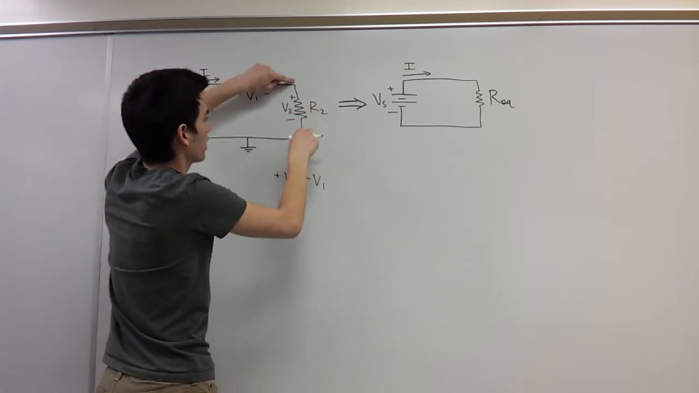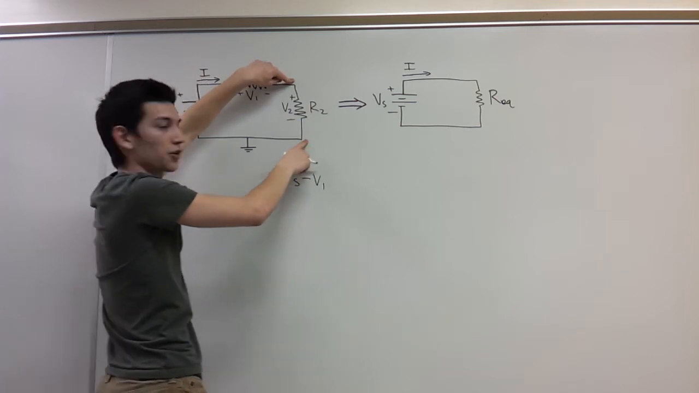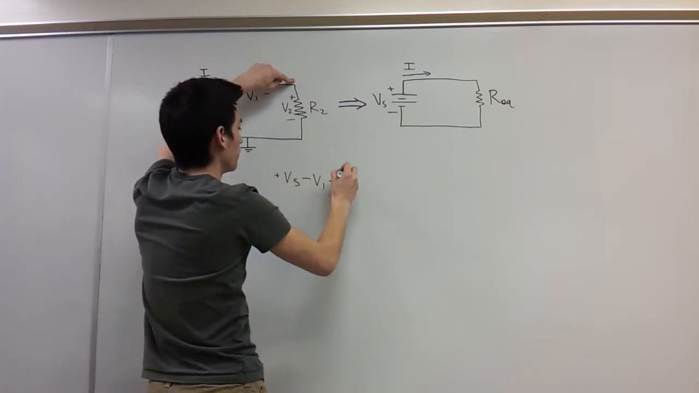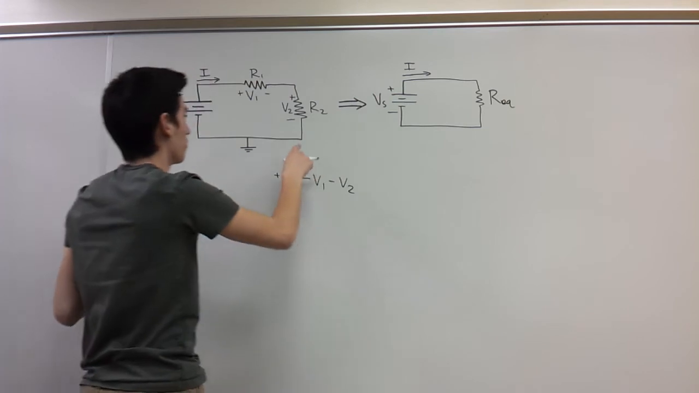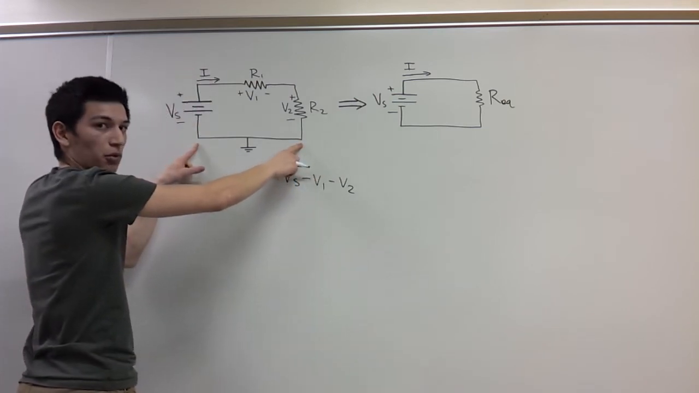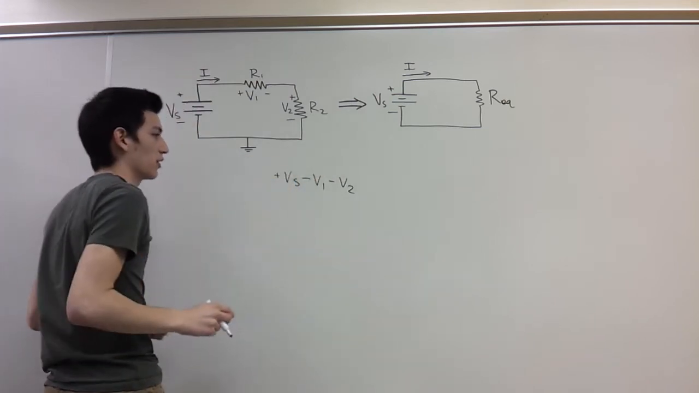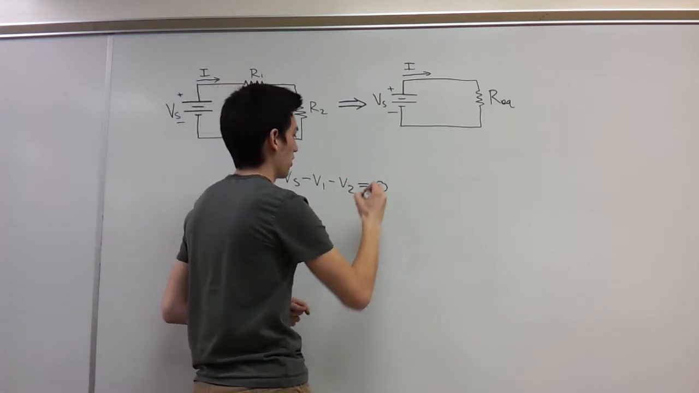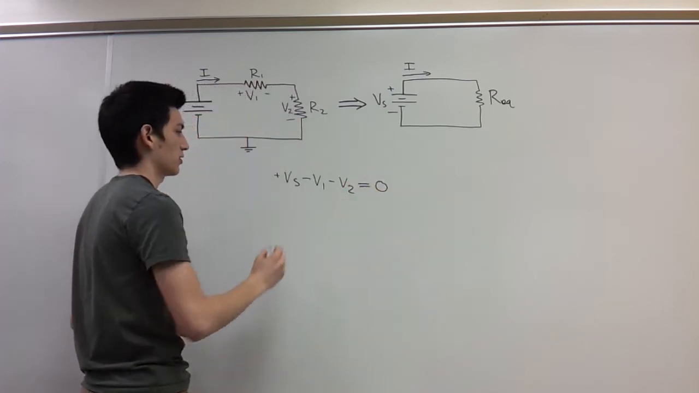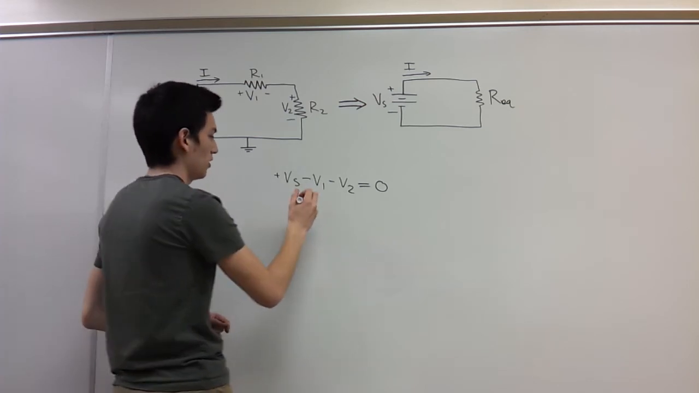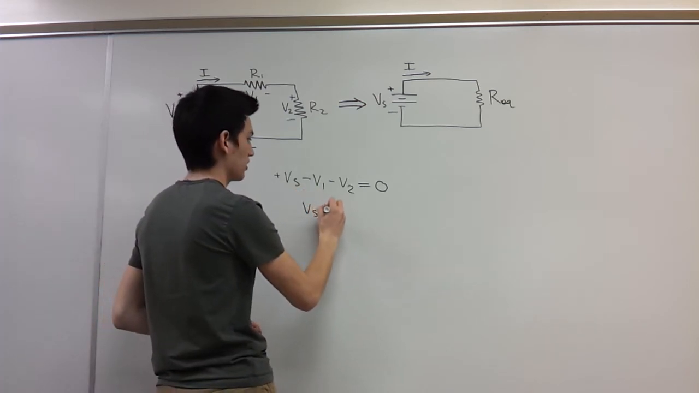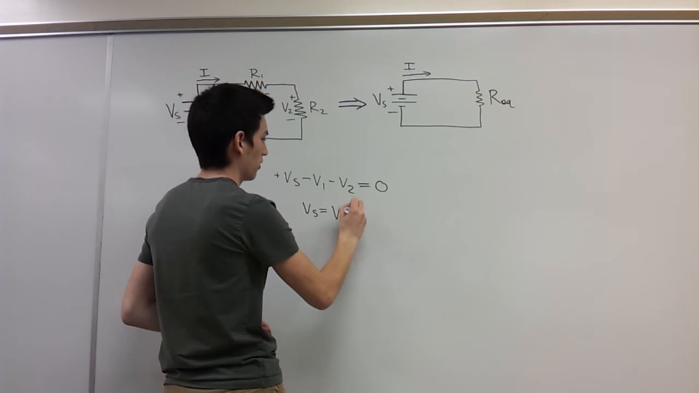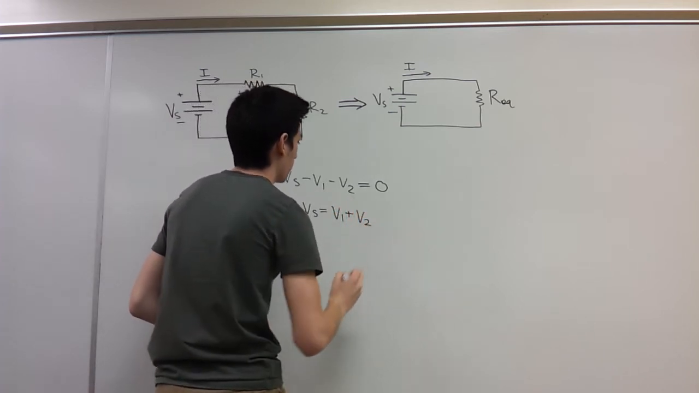Now from this point down to this point, you see another drop in voltage of V2. Now from this point back to our starting point, there is no voltage. Now this equation gets set equal to 0. And solving the equation for Vs, we have Vs is equal to V1 plus V2.